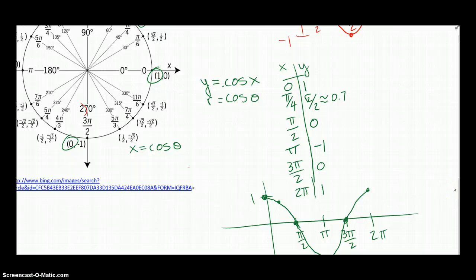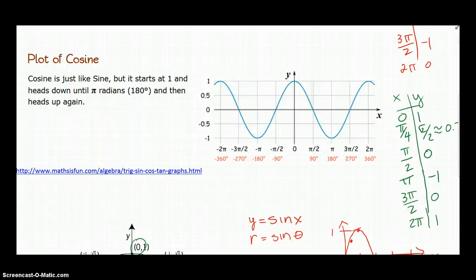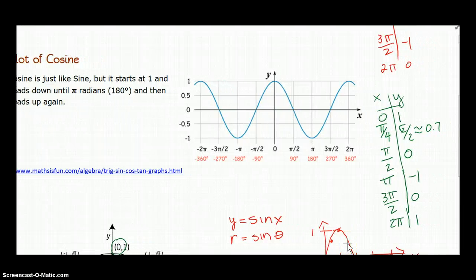Again, let's copy this chart and put it to the original. Now it's next to the original. Let's move it to the right level so you can see the whole thing. 0 is indeed 1, right? Pi over 4, which is halfway between 0 and 90 degrees, is about 0.7. Pi over 2 is 0. Pi is -1. 3 pi over 2, 0. So it matches that. There's that shape that we graphed below. So that is how you graph cosine.